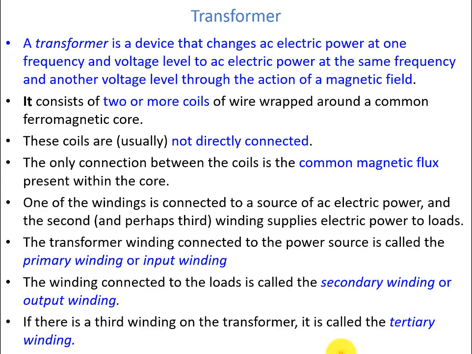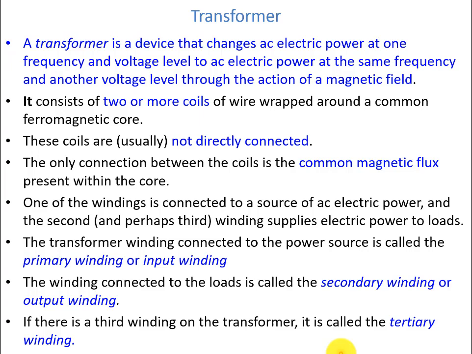Now let's define the transformer. A transformer is a device that changes AC electric power at one frequency and voltage to AC electric power at the same frequency and another voltage level through the action of a magnetic field. Now we have studied this basic principle of induction, how this magnetic field is used to induce voltage in one coil from the other coil. The main principle is that we must have a time changing magnetic field.